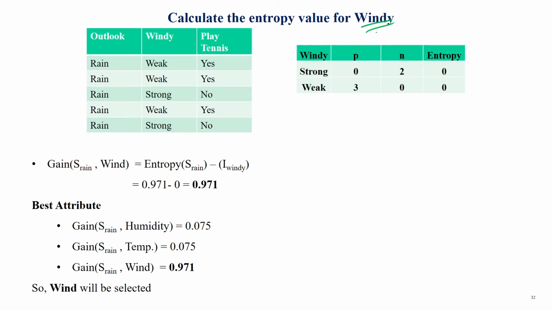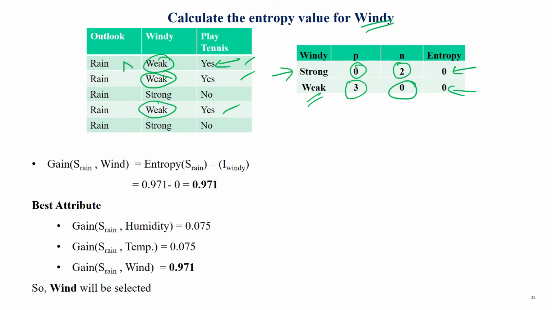Then we select wind, when outlook is rain and wind is weak. Here, when wind is strong, zero positive samples and two negative samples, entropy is 0. Then wind is weak, three samples are there, among these three positives and zero negatives. So entropy is 0. Then we substitute the values, and finally we get 0.971.